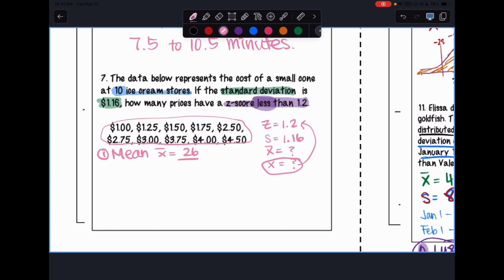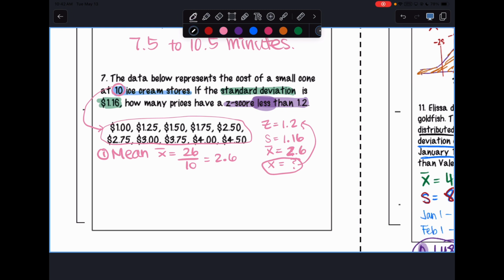26. And then we divide it by how many numbers we have, which is 10, right? There's 10 values here, 10 stores visited, 10 prices. So we're going to divide by 10. Then we get 2.6. That's my mean. So I have my mean, 2.6, right?